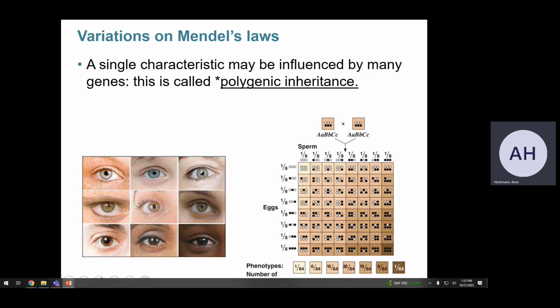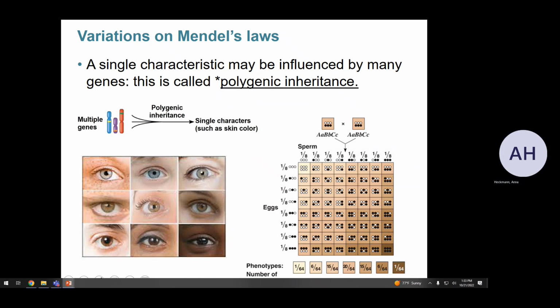The reverse can also be true. When multiple genes work together to influence one single trait, we call that polygenic inheritance. We've been using eye color as an example of a Mendelian trait, but in fact, it's a polygenic trait. Other polygenic traits include skin color, height, and weight.